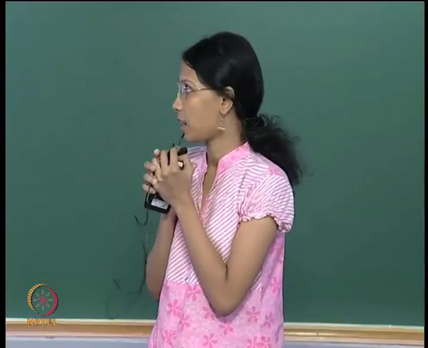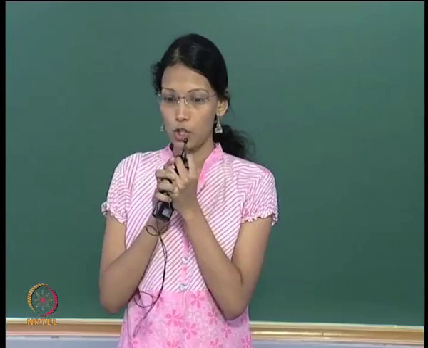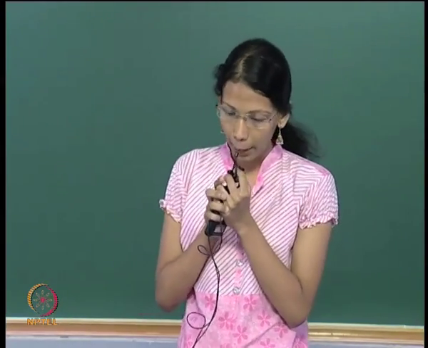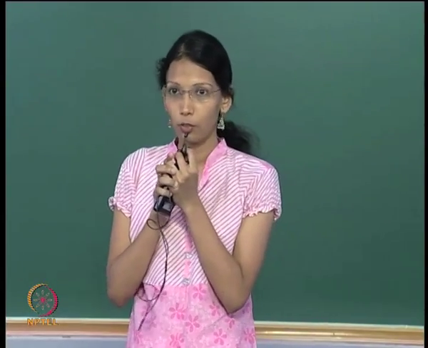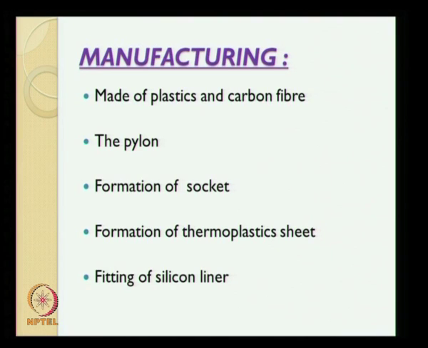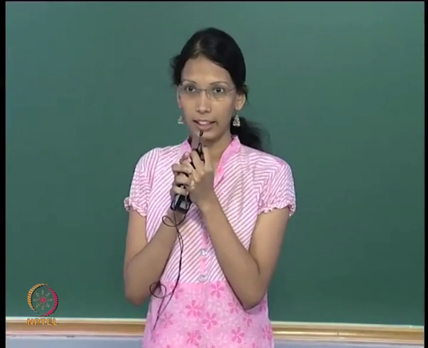These instruments are basically made of plastics and carbon fiber so that the material gets stronger. The pylon acts as an interframe or skeleton and provides structural support, and this is made of metal rods. The socket acts as the interface with the limb and gets attached to the limb directly wherever the injury is.